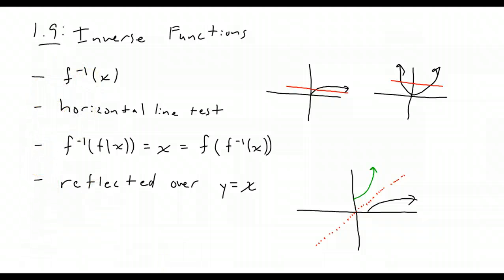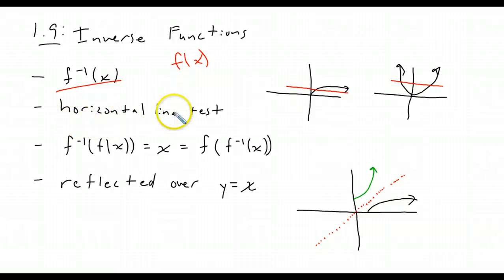Inverse functions are f to the negative 1 of x. This is not take the negative 1 exponent of it. It's just the notation. It literally just means that this is the inverse function. Just like we know a function is f of x, f to the negative 1 of x is just f inverse of x. So we just say that this is f inverse of x.